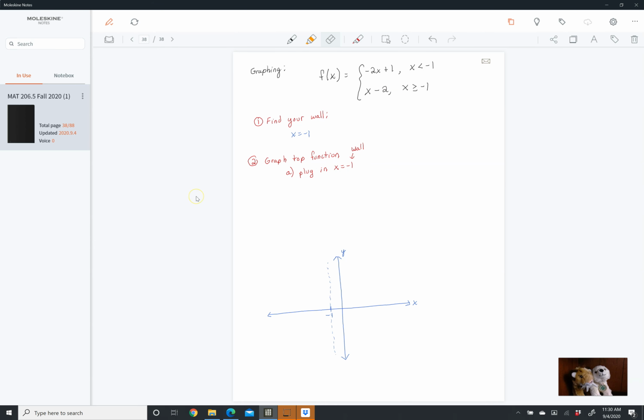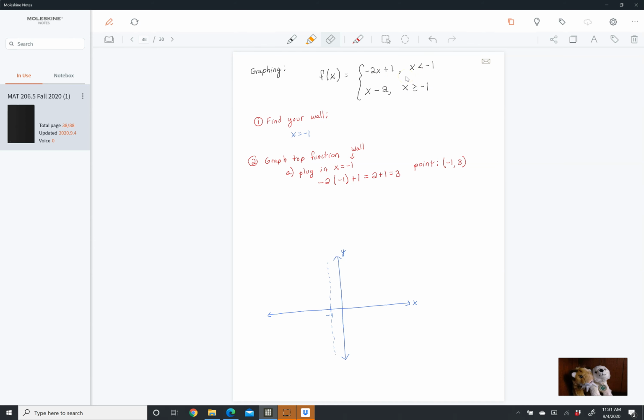So we plug in x equals negative 1. Negative 2 times negative 1 is 2, and we get 3. This gives us a point. The point, the x was negative 1, and the y was 3. Now this is on the wall. Now the wall is the only place where you're going to have either an open dot or a closed dot for every function, okay, for the functions that are on that wall.